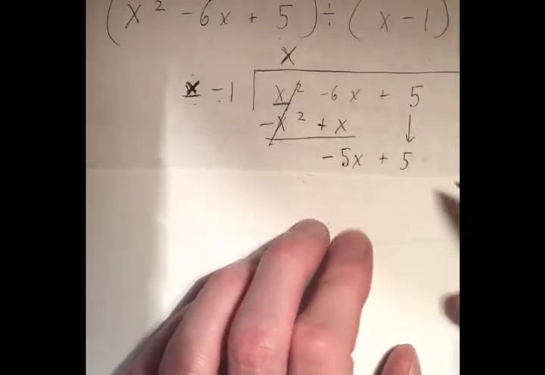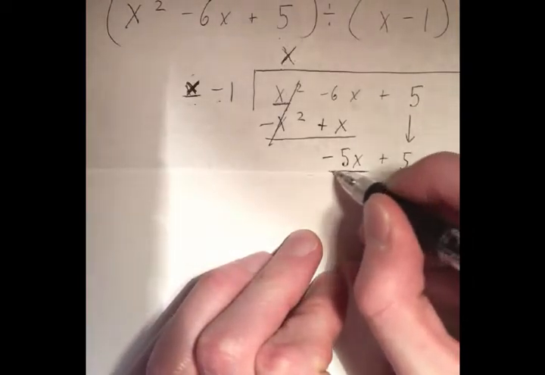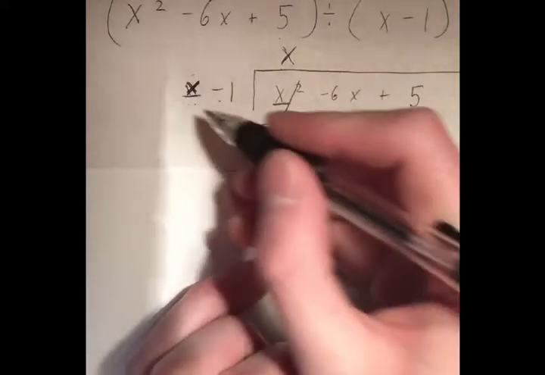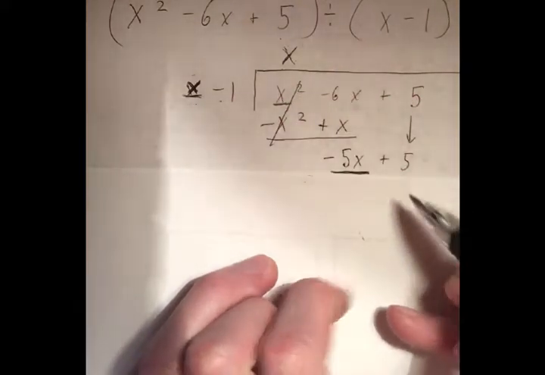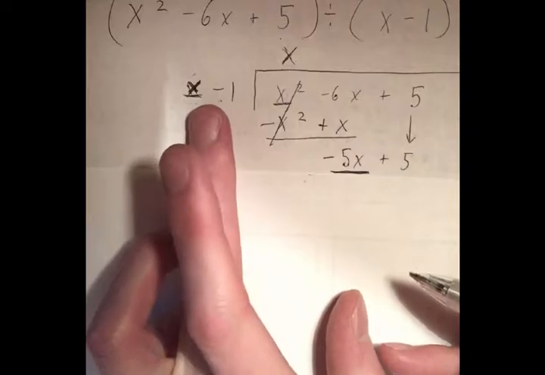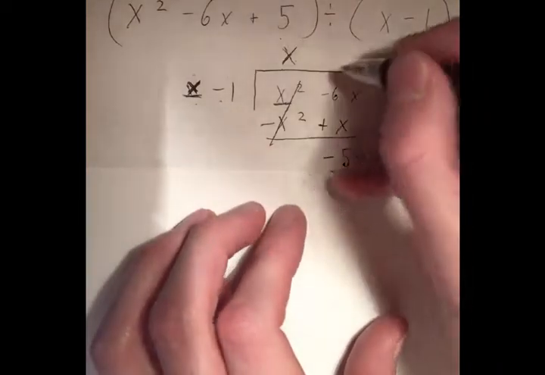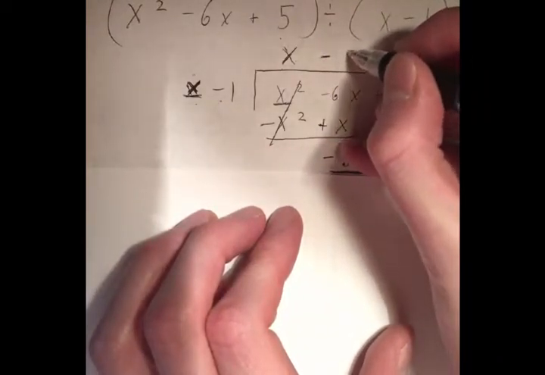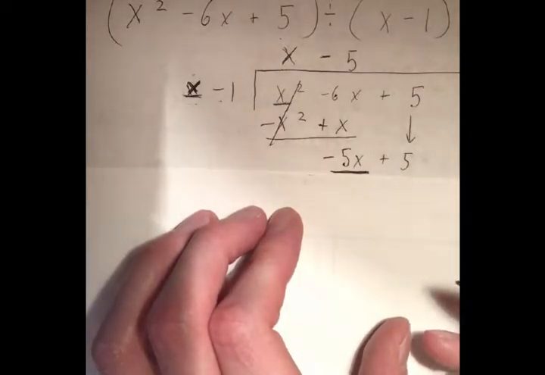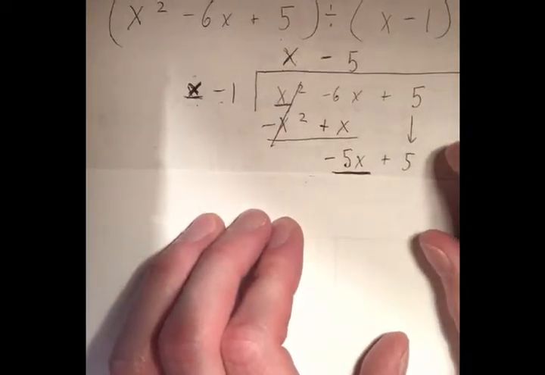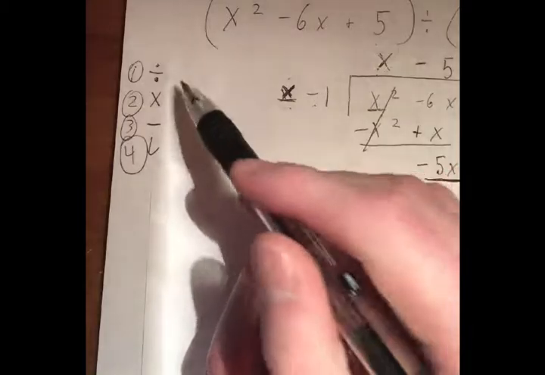So now do the same thing again. What's this first term right here? Negative 5x divided by this first term here. Well, negative 5x divided by x just becomes what? Negative 5, right? So negative 5 up top. Okay, so that was, remember, going back to those steps I had over here, that was our step 1.